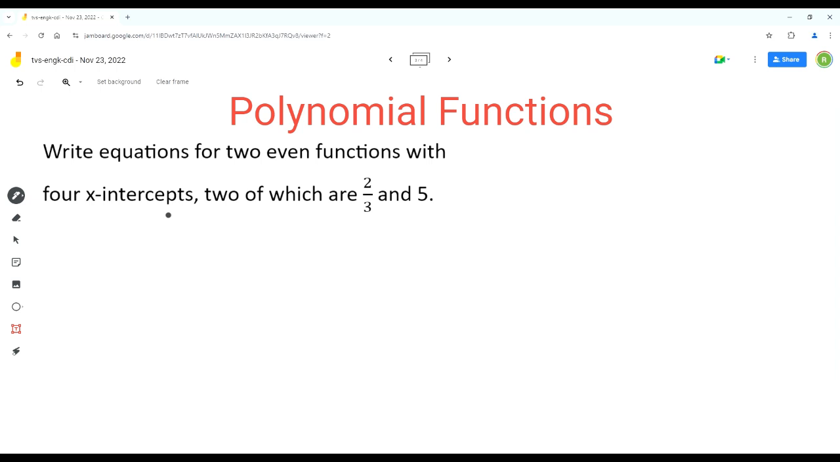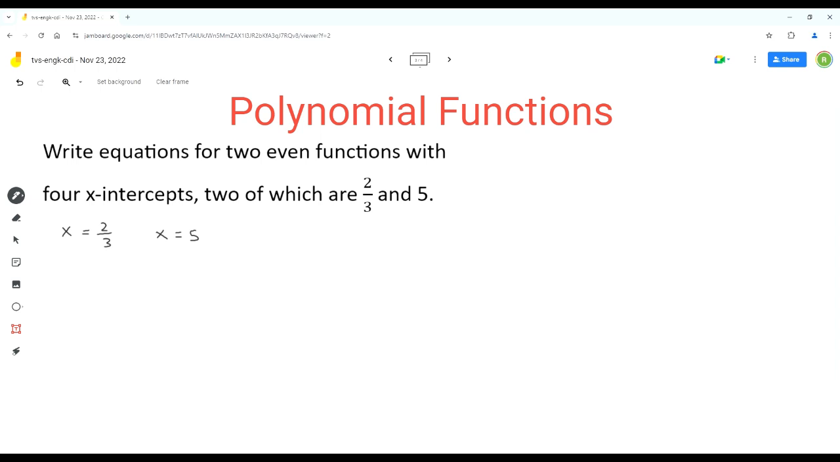There's another important concept we need to understand and memorize to solve this type of problem. We are given two of the x-intercepts, 2 over 3 and 5. The first step is to convert these given x-intercepts into factors of the polynomial function. So for that, we have to set these two equations equal to 0. So let's start with x equals 2 over 3.